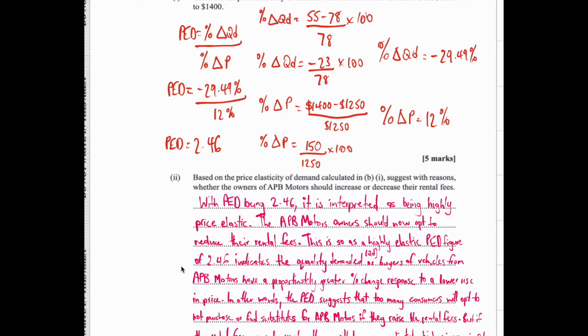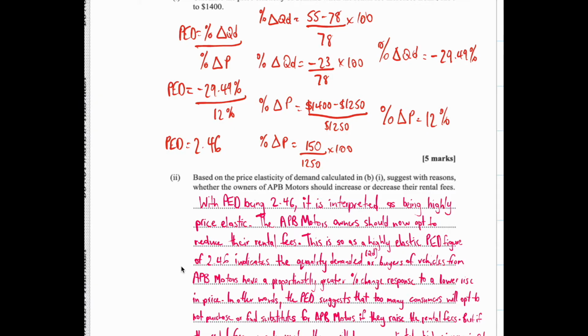So now, based on the price elasticity of demand calculated in B1, suggest with reasons whether the owners of APB Motors should increase or decrease their rental fees. So let's just quickly analyze it. The price elasticity of demand is 2.46, right? So that means that it is highly elastic. If price elasticity is greater than 1, it is highly elastic, right? So as I have here, with price elasticity being 2.46, it is interpreted to be highly price elastic.